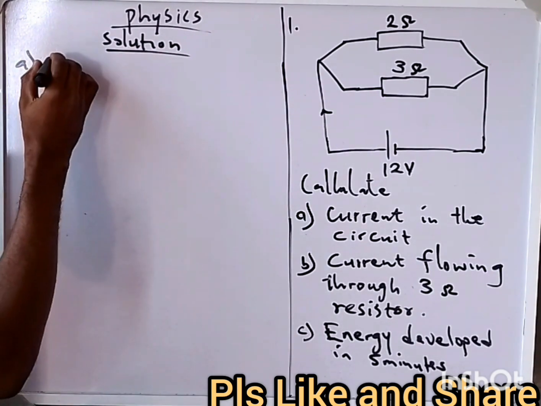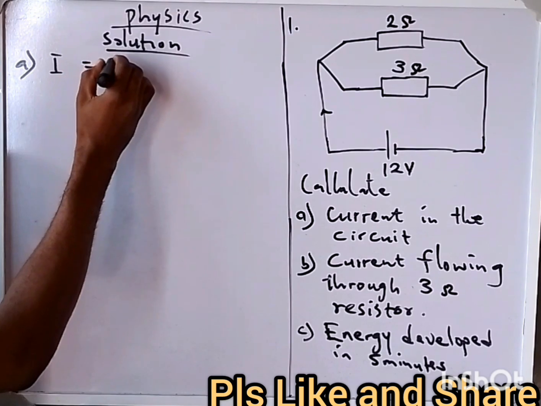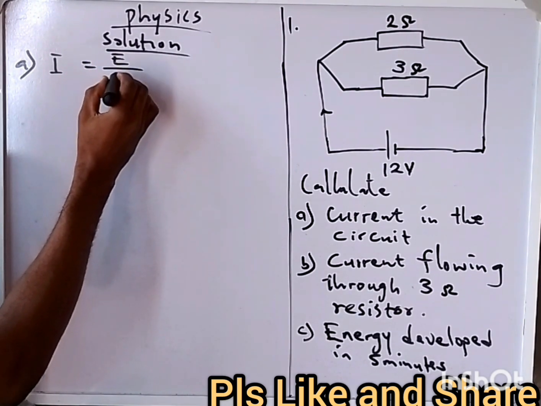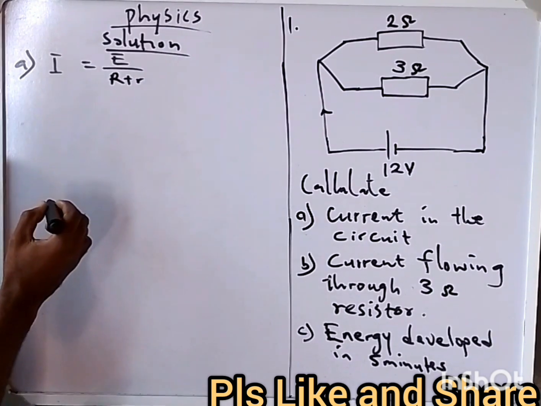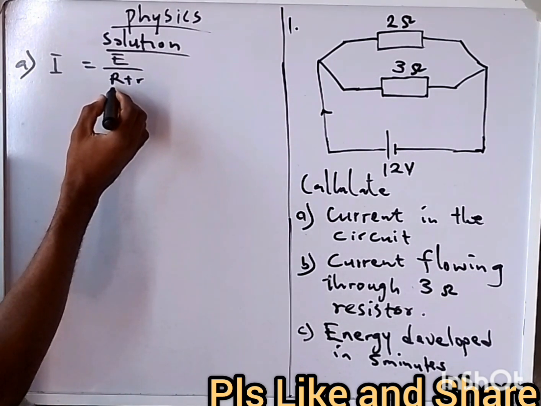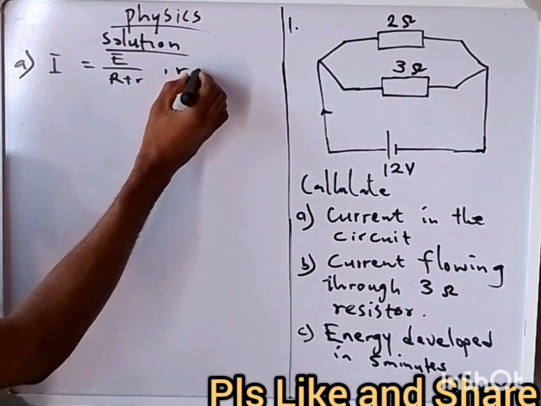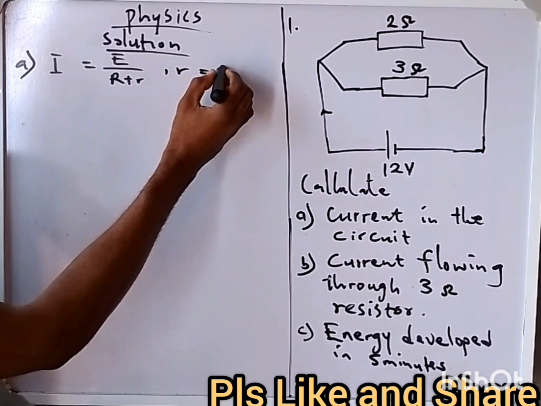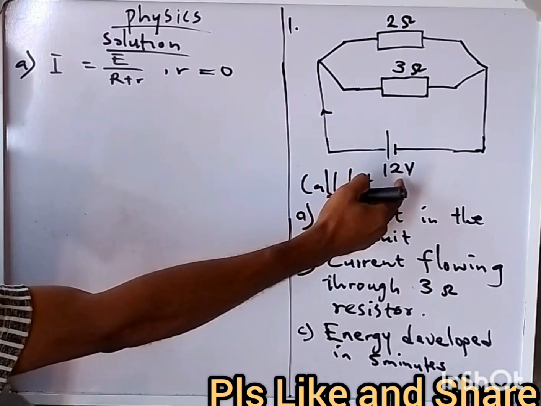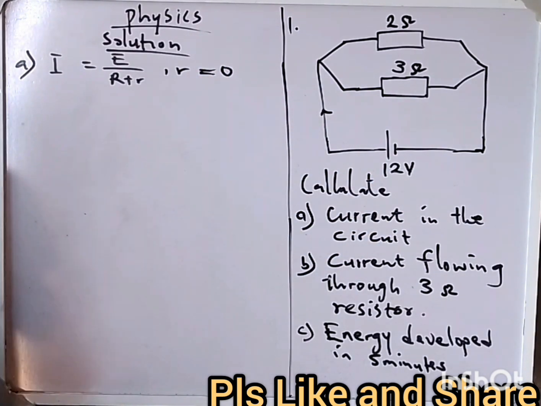Current in the circuit is given by our formula, electromotive force over R plus small r. But we need to find small r, which is 0. Remember that small r is the internal resistance of the cell, and here the cell was given without internal resistance.